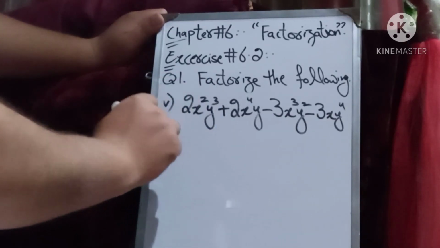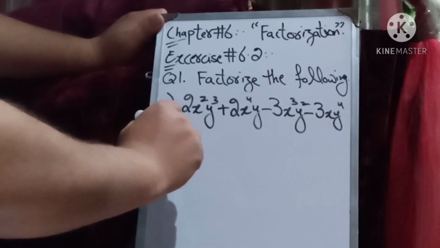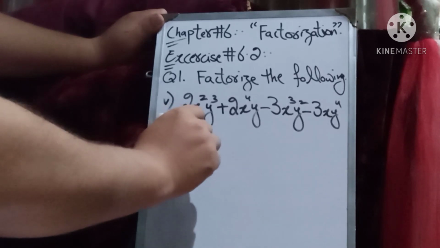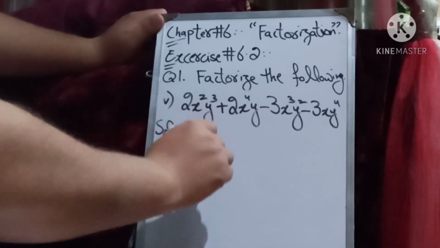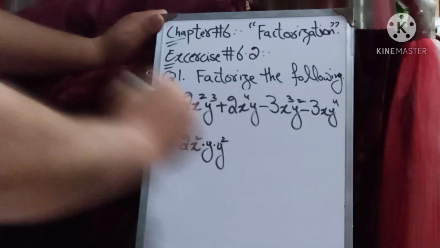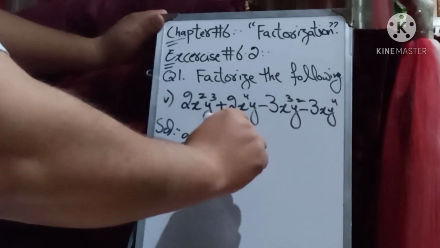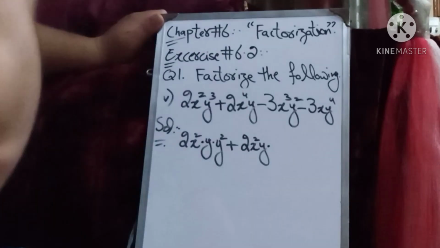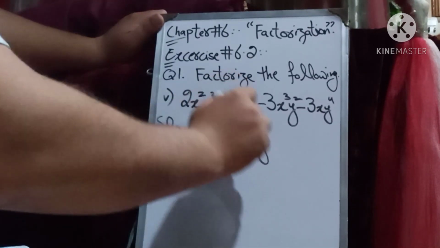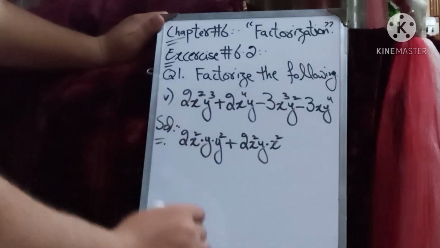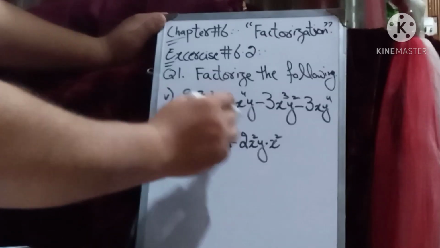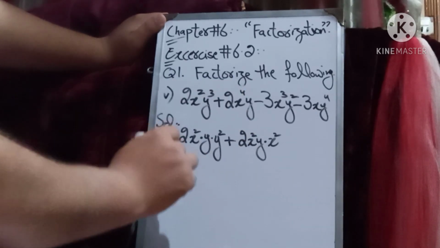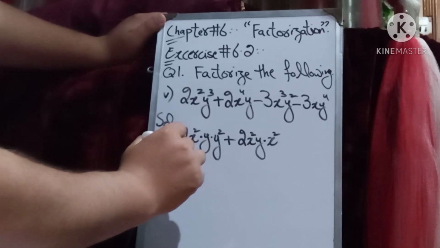Next is part 5. You can see 2x square y cube plus 2x power 4 y minus 3x cube y square minus 3xy power 4. You should make a common factor. When we take 2x square y as a common factor, just multiply it with all the factors: 2x square y into y square, plus 2x square y into x square. So 2x square y is our common factor in the first part. And in the second part, minus 3xy square we should take common.